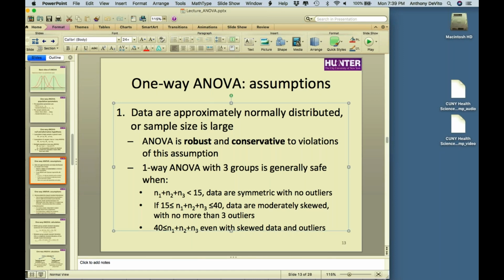Well, remember the central limit theorem? We learned about samples, and we learned that even if the population is not normally distributed, if it's skewed, for instance, if we took large enough samples and repeated those large samples, the distribution of the sample means would be normally distributed. So we could modify that rule a little bit. We could say one of our assumptions is that the actual populations are normally distributed, or that we have a large sample size.